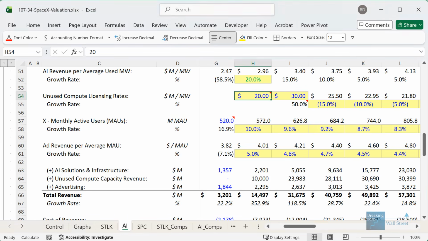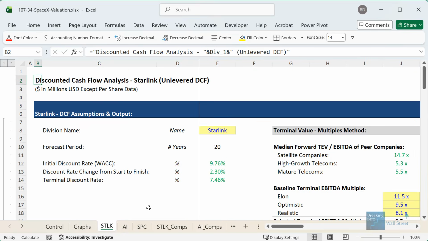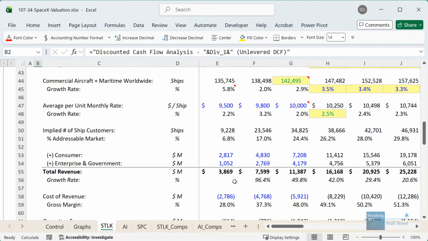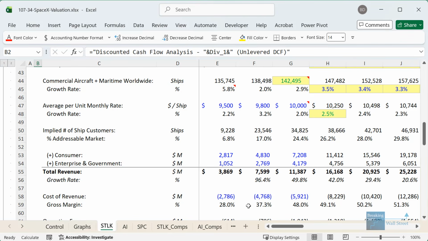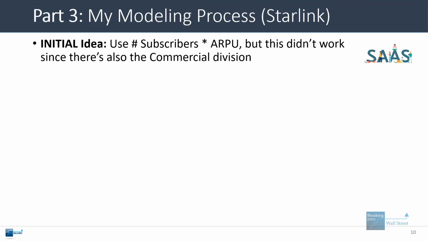The reason this happens is because Starlink also has commercial revenue from selling their services to ship customers, to actual boats and then to actual planes that airlines use. And so you have to factor in both of these if you want to get a reasonable estimate. So that was the first thing I realized by looking at this.